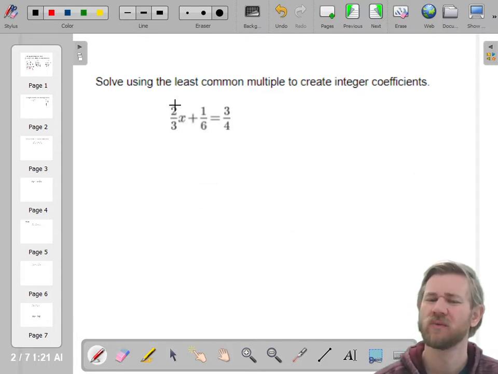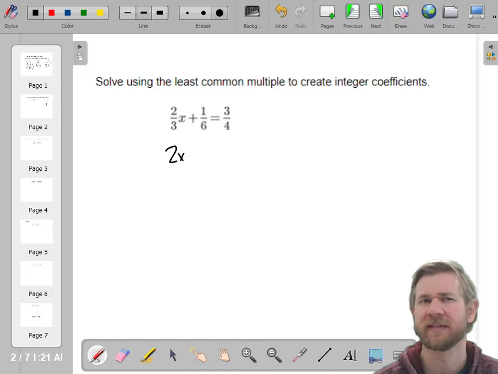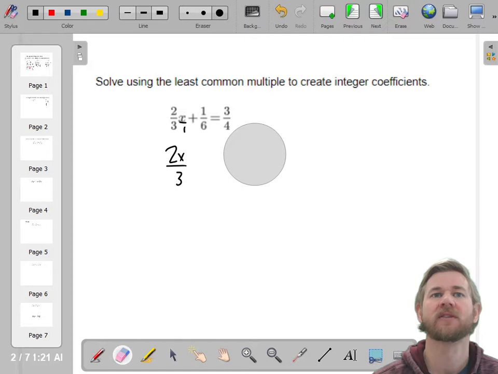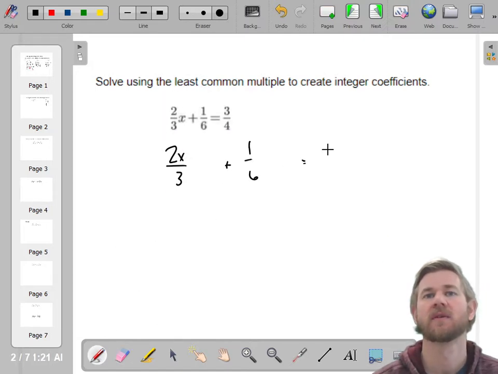Now, this 2/3 x, just so you understand, that's the same as 2x over 3. It is not the same as 2 over 3x. x is implied to be in the numerator. It's over 1. So I'm always going to write this as 2x over 3. So I have 2x over 3 plus 1 over 6 equals 3 over 4.